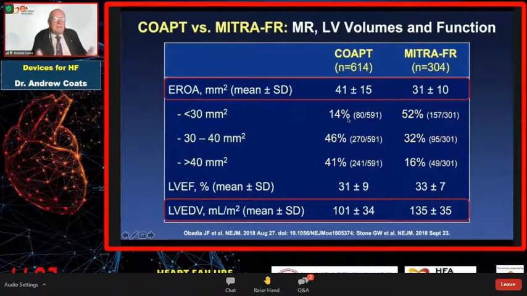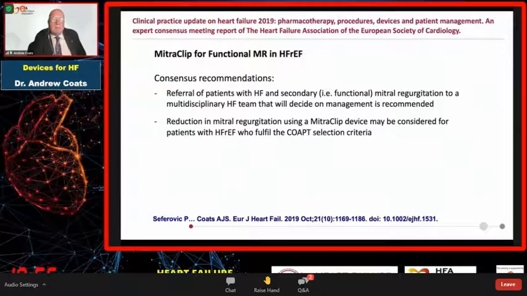So, to the extent that we can extrapolate between trials, it does appear the MitraClip is probably preferable when the LV is not that enlarged, but when the MR is particularly severe. The consensus recommendation we produced, now about 18 months ago, was that we recommended referral of patients with heart failure and secondary MR to a multidisciplinary heart failure team, and the reduction in MR using the MitraClip device may be considered. We've subsequently updated this advice in the European Heart Journal only a couple of weeks ago, but we still recommend selected use of the MitraClip device in certain patients, but only after very detailed evaluation.